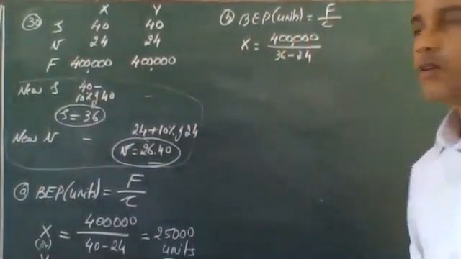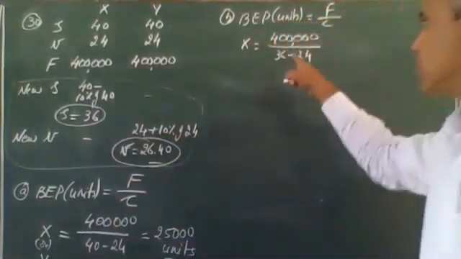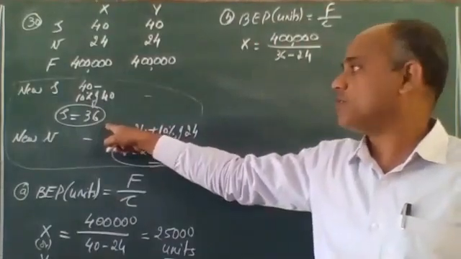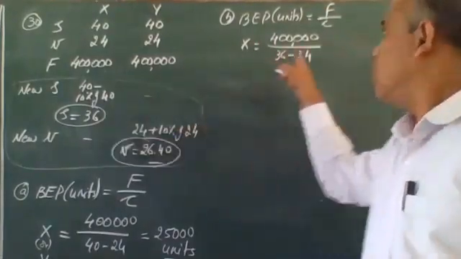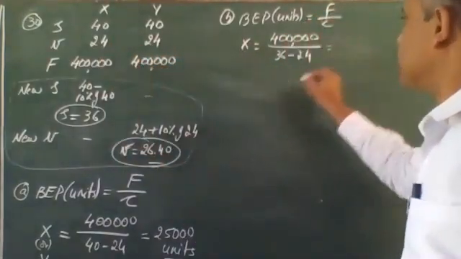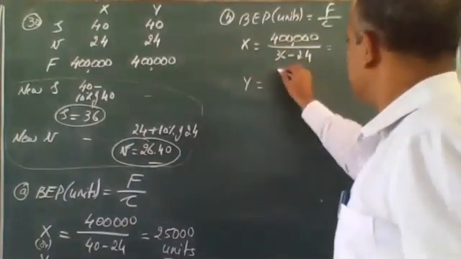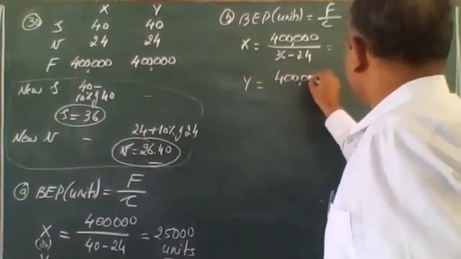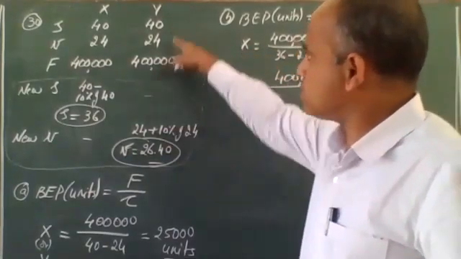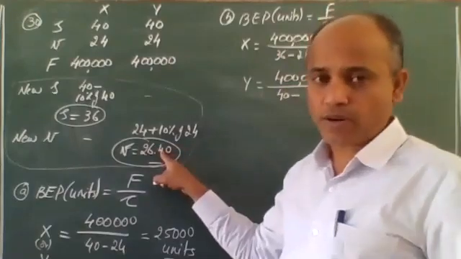Am I clear here? It is not 40 minus 24. In the previous case it was so, but now that 40 has become 36 rupees per unit because there is a change in the selling price, whereas the variable cost was same. This will be your answer. And for Y limited, it will be fixed cost is same 4 lakhs, right? Divided by selling price, they have not changed the selling price, so selling price remains 40. Minus variable cost per unit, they have changed.